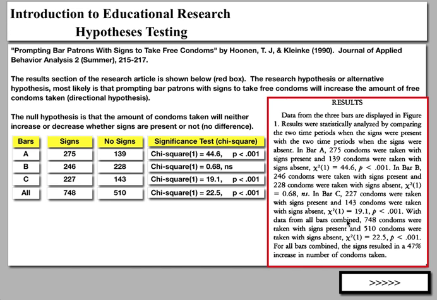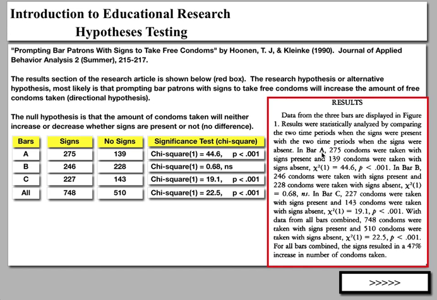Now here is the results section. I'll read this to you because it's sort of wacky. Data from the 3 bars are displayed in figure 1. We don't have access to figure 1, but this is what it looked like. Results were statistically analyzed by comparing 2 time periods when signs were present with the 2 time periods when the signs were absent. Remember, they introduced signs, then withdrew them, and then introduced and withdrew them again. Actually, I think they did it in the other order, but you get the idea.